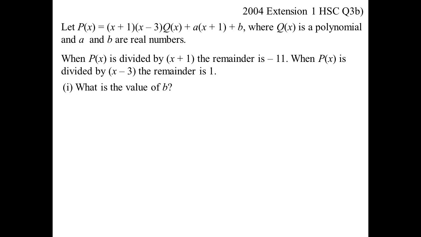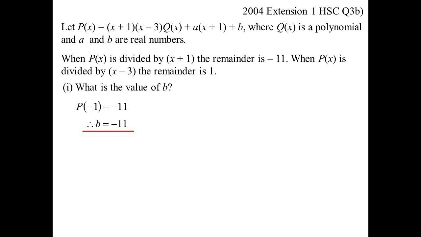All right, 2004 paper. They've given us a polynomial, but written a little bit differently. A and B are real numbers. We've got to find B. Well, we've got some other information that will help us. We can use our remainder theorem. So I know polynomial negative 1 will be negative 11. Bang, sub that in, and we'll get B is negative 11 straight away.